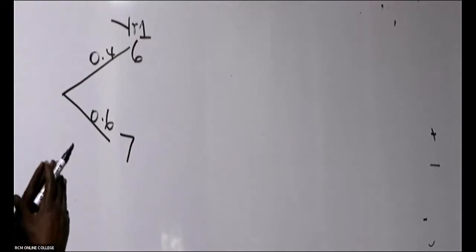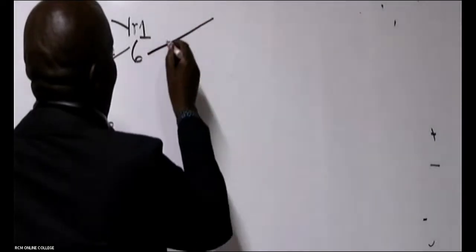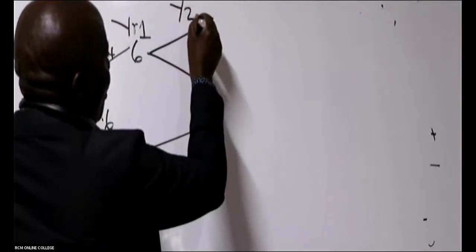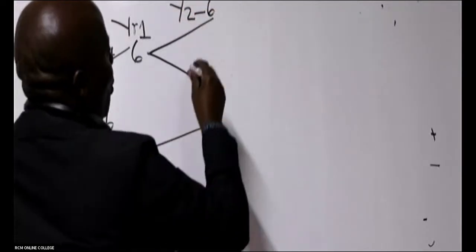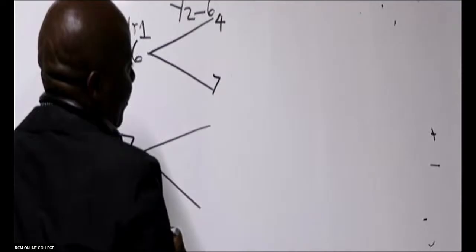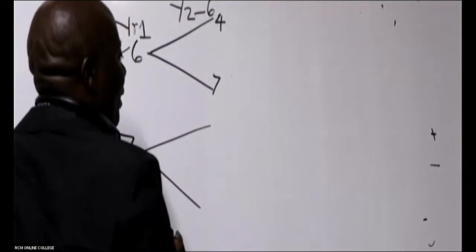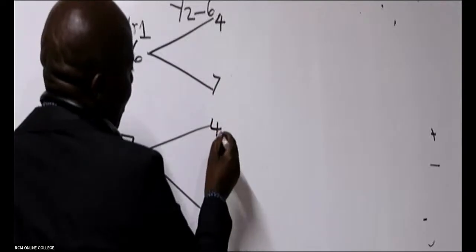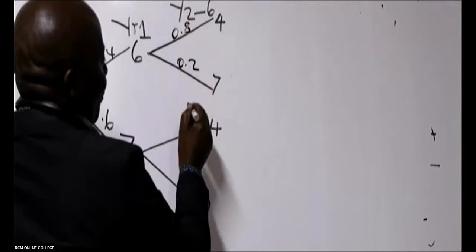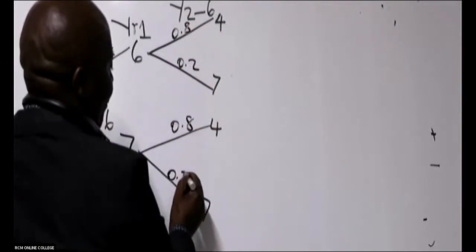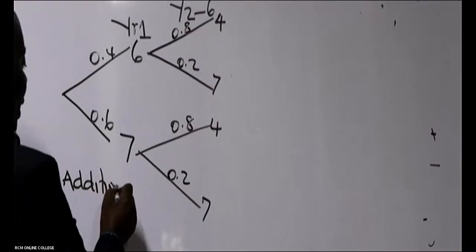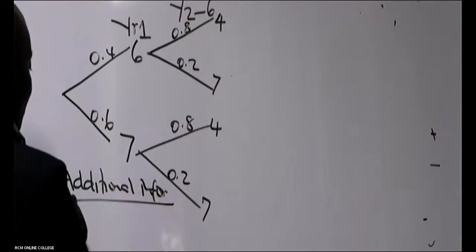And then after year one, we go to these other years moving forward. So we have here years 2 to year 6. You get in this case, for example, 4, and in this case, 7. Here, let's work with the same, 4 and 7. So here we have 0.8, 0.2, 0.8, 0.2. All right. And then you are given additional information.